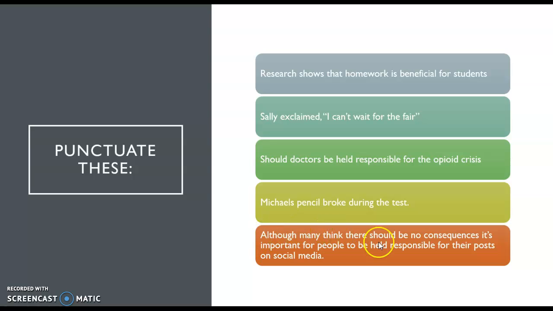Although many think there should be no consequences, it's important for people to be held responsible for their posts on social media. A comma is missing here between the independent and the dependent clause.